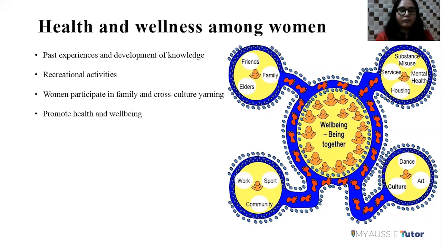Women therefore participate in family and cross-cultural yarning. Aboriginal people do have this cross-cultural yarning where the women will be allowed to participate to promote better health and well-being. Their elders and family members can be engaged, where they will better understand the use and misuse of the various healthcare services, how to promote better housing and mental health, and how work and support can lead to better women's health and well-being.